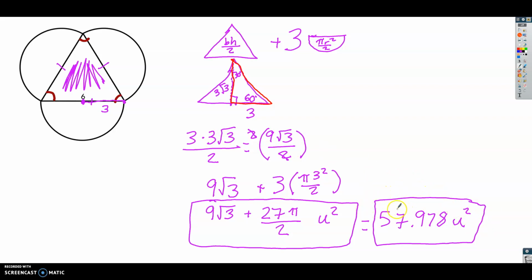But again, I don't think it really matters to me, but typically when we talk about area, like if you were to go to buy a home, right, you want to know the square feet, the area of the floor space. You wouldn't say, oh yeah, it's 9 root 3 plus 27 pi over 2 square feet. You would say it's roughly 57.978 or 58 square feet, right? So again, when we talk about area, we typically talk in decimal form.